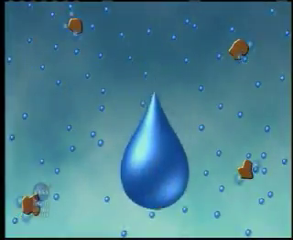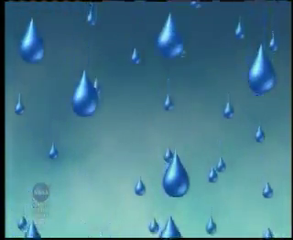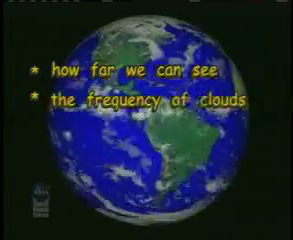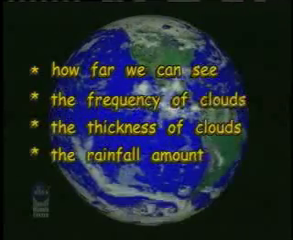If you didn't have an aerosol, it would be very difficult for a cloud droplet to form. In the air, water molecules attach themselves to aerosols, and as they condense, a cloud droplet is formed. The aerosols act as seeds to start the formation of the cloud droplets. In any location, the amount of aerosols in the atmosphere can change how far we can see, the frequency of clouds in the sky, the thickness of clouds, and even the rainfall amount.